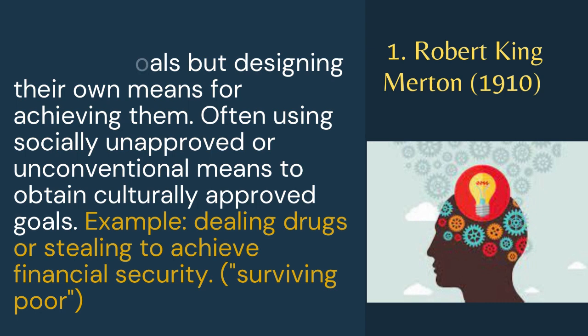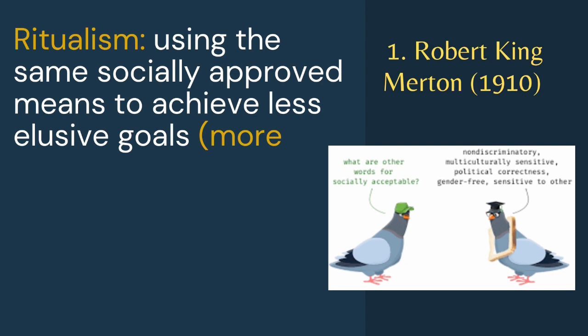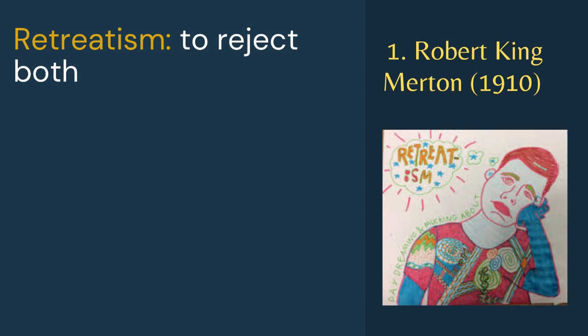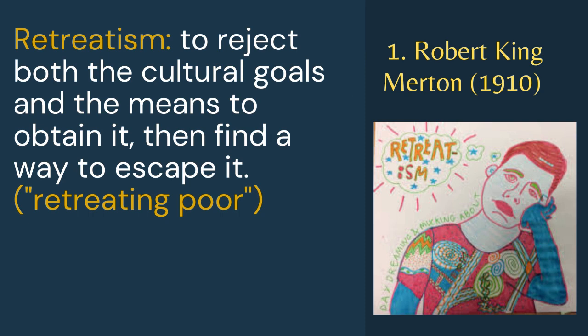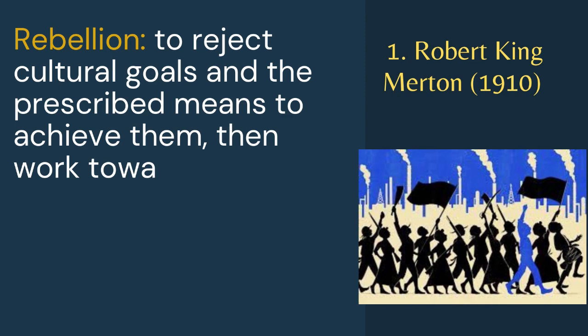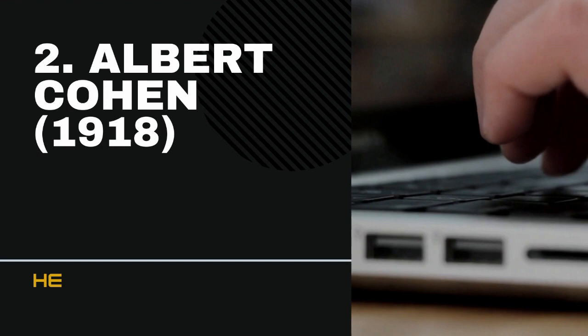Surviving poor. 3. Ritualism. Using the same socially approved means to achieve less elusive goals, more modest and humble. Passive poor. 4. Retreatism. To reject both the cultural goals and the means to obtain it, then find a way to escape it. Retreating poor. 5. Rebellion. To reject cultural goals and the prescribed means to achieve them, then work towards replacing both of them. Resisting poor.